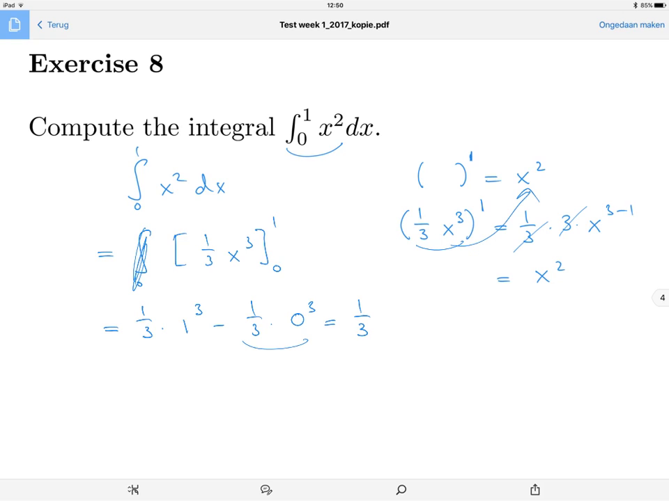Yeah? And if we draw what we actually just computed, this is the function x squared. It looks a little bit like this, and what we computed here is the area between 0 and 1. So our answer is that this area here is equal to 1/3.